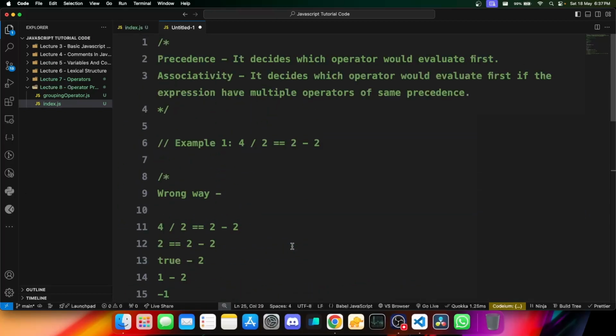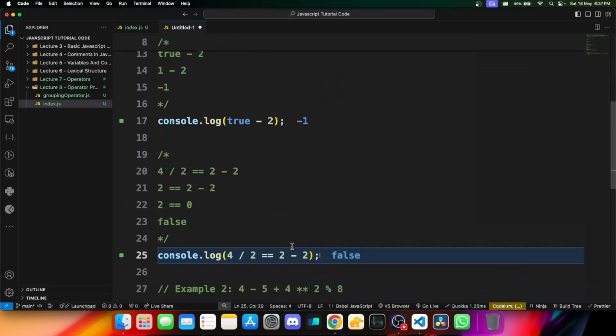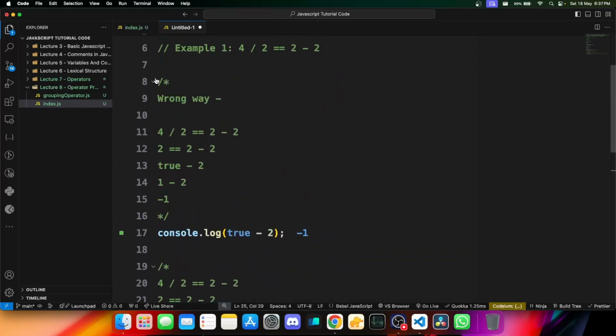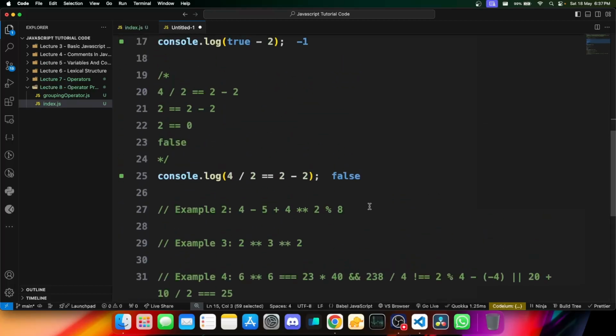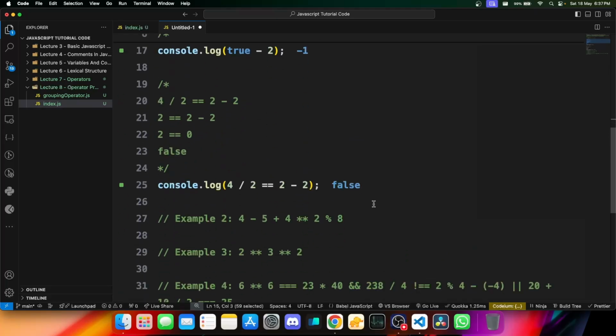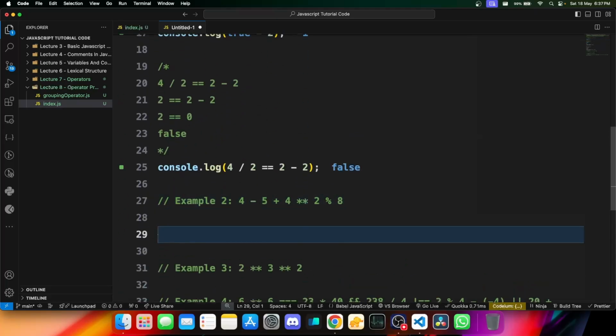So hopefully you got the idea about precedence, and that's very important to use. Otherwise, you would get a wrong result like this. Okay, let's talk about the next example. Next example is this one. Let's see how we can do it.